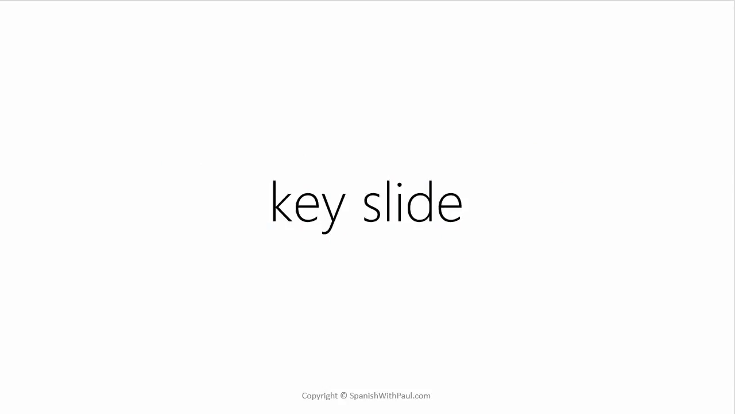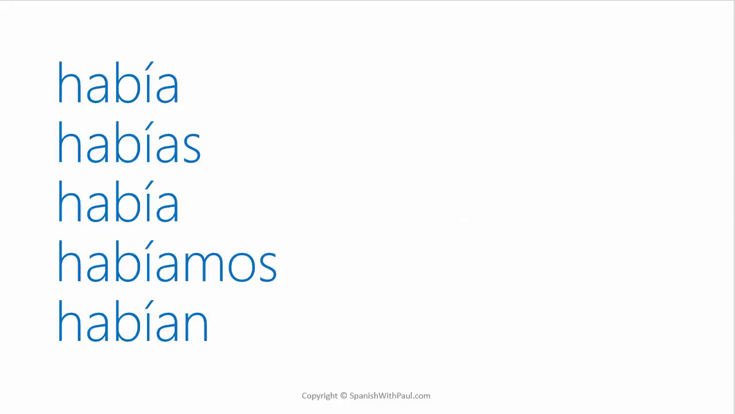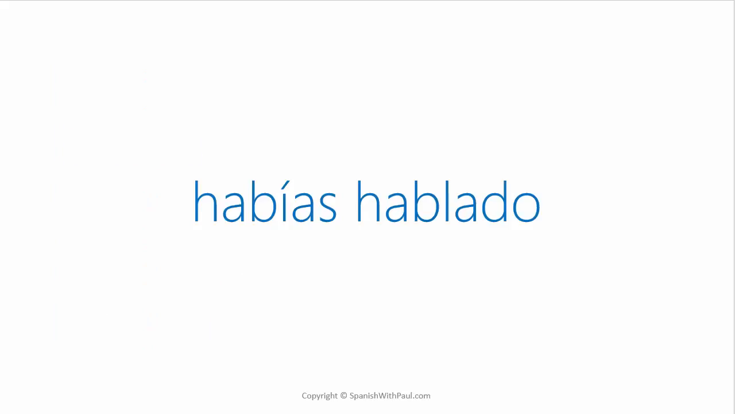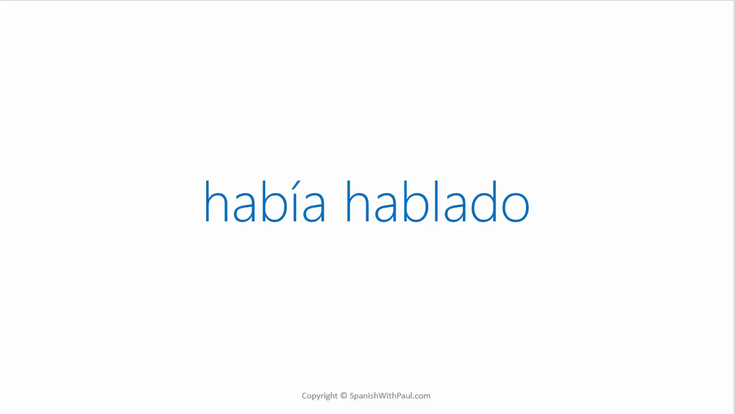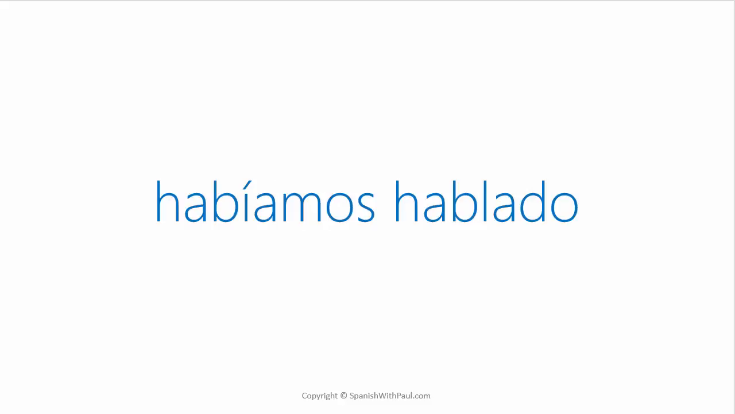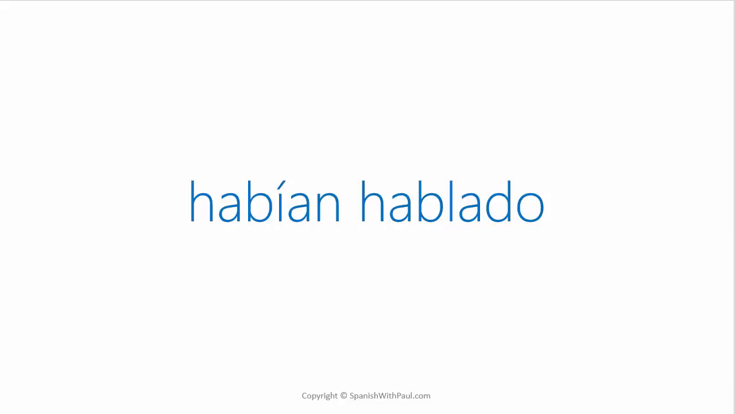Let's return back to that key slide once again. So we have había, habías, había, habíamos, and habían. We'll switch our focus now to the second one, you had, habías. How would you say you had spoken? Habías hablado. What about he, she, or it had spoken? Había hablado. It's the same as I. We had spoken. Habíamos hablado. They had spoken. Habían hablado.